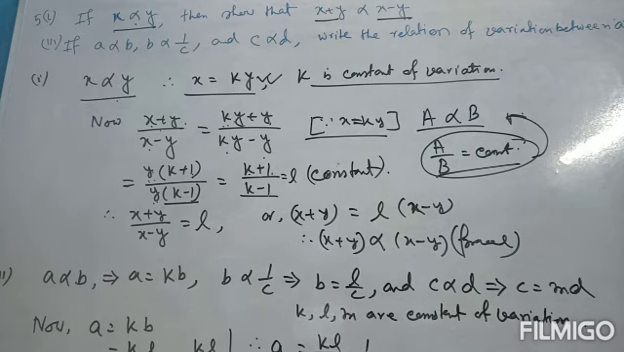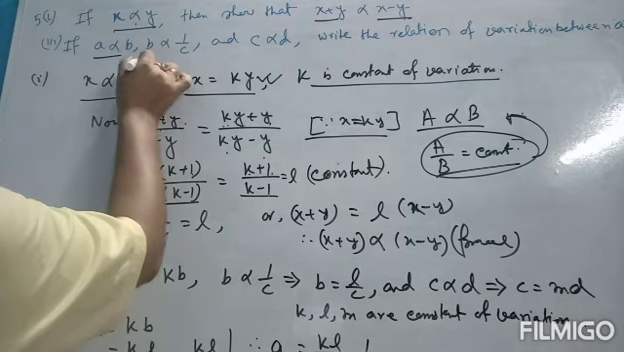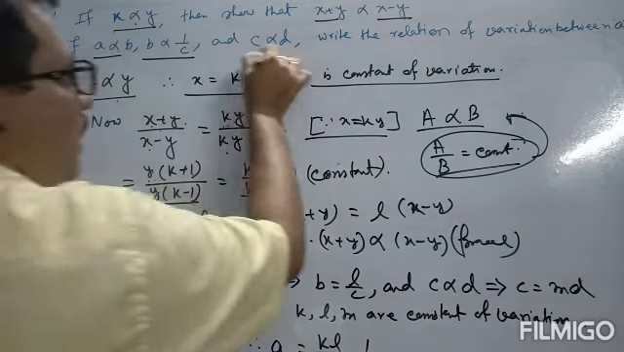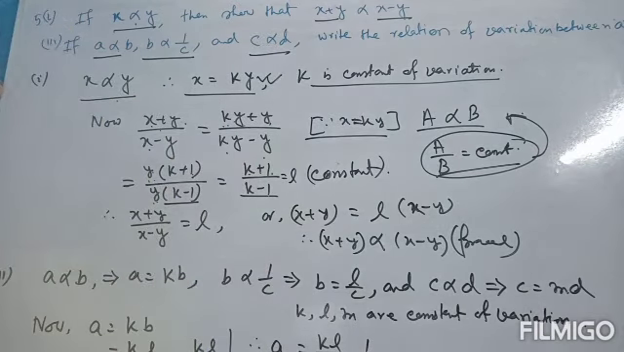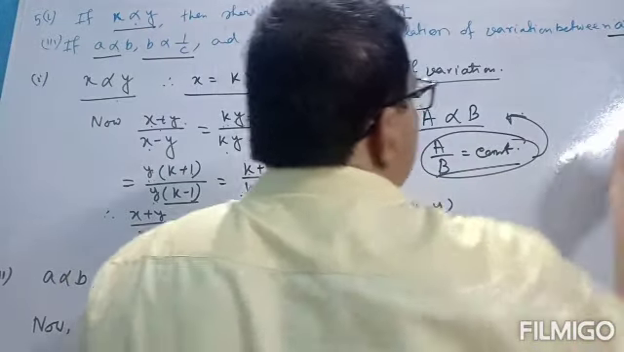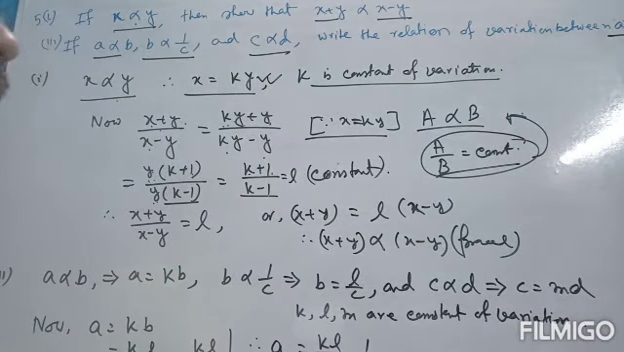Next question, question number 5.3. If A varies as B, B varies as 1 by C and C varies as D, write the relation of variation between A and D. What is the relation between A and D? Is it direct relation or inverse relation? That means A and D are in inverse proportion or direct proportion.